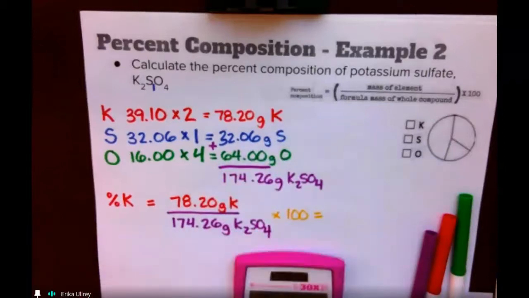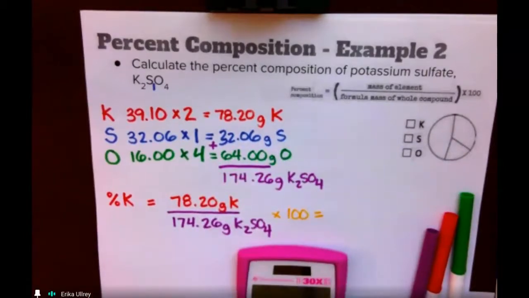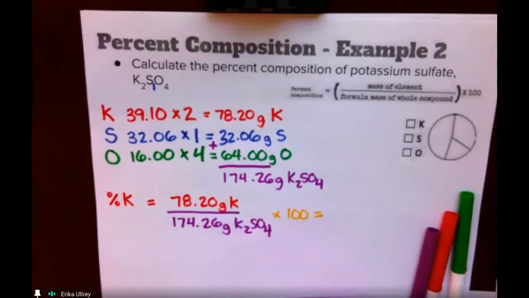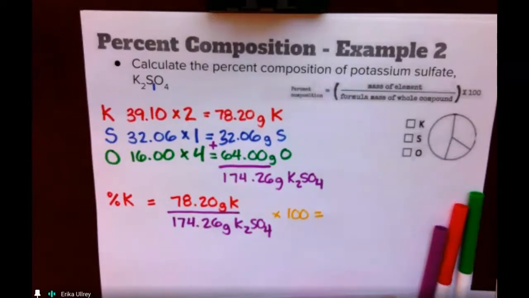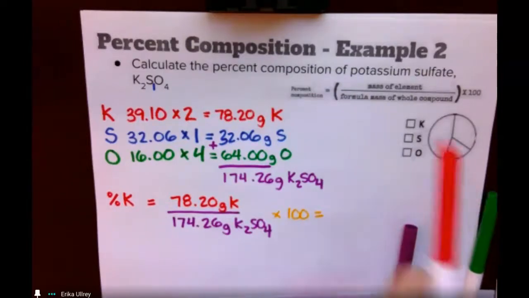So we're going to put that into the calculator. So 78.2 divided by 174.26 times 100. And that gives us 44.87%.